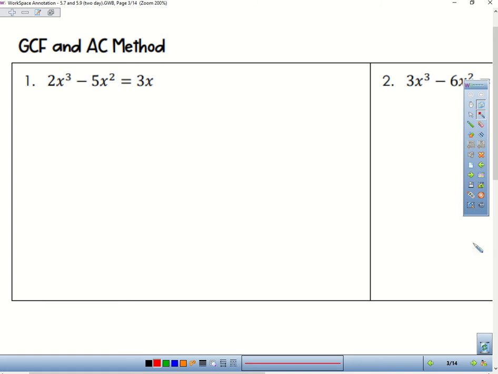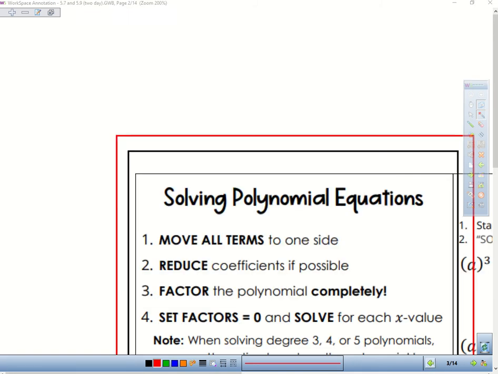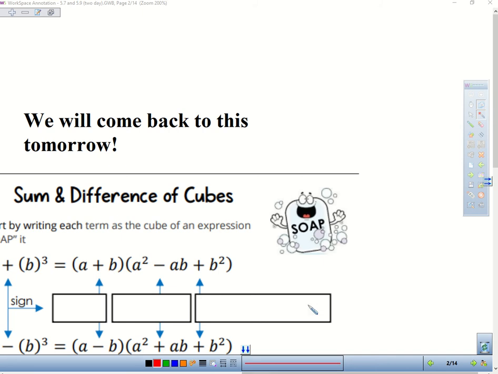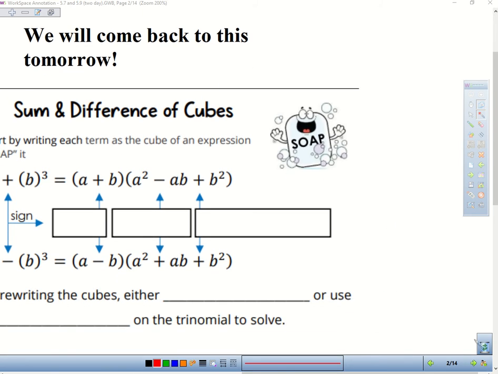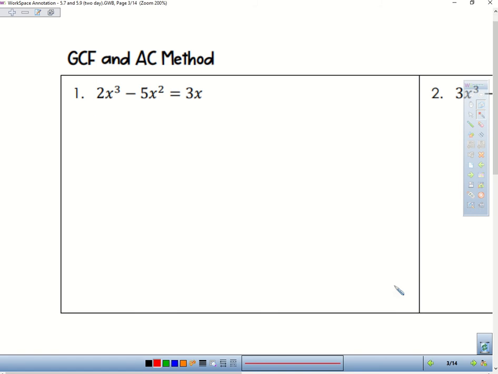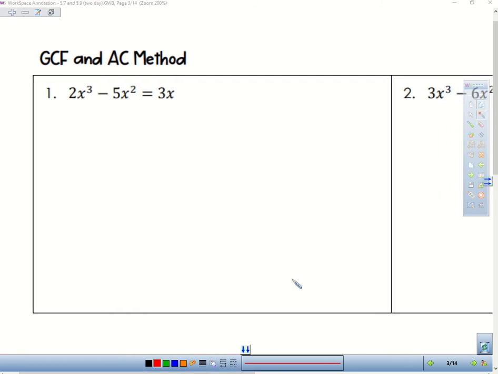First thing you're going to do, yes. Yeah, we're going to do it, like I said, tomorrow. We'll come back to this tomorrow. Yeah, we're going to come back to this chart tomorrow.